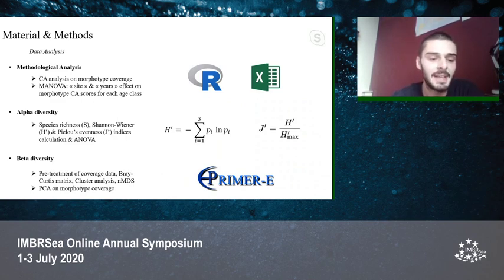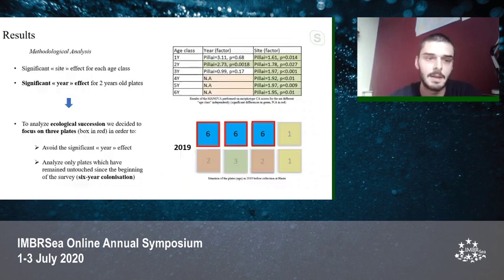And regarding beta diversity, the analysis has been done through PRIMER. So we have pre-treated the coverage data with a square root. We have performed the Bray-Curtis matrix, cluster analysis, and non-metric multidimensional scaling. And finally, we have performed principal component analysis on morphotype coverage as a function of the community, so each year plate and adjacent environment.